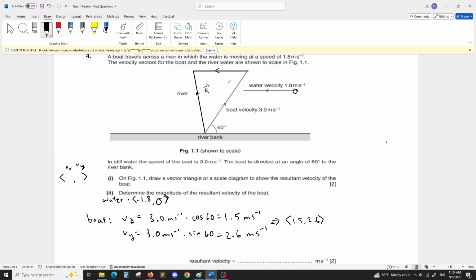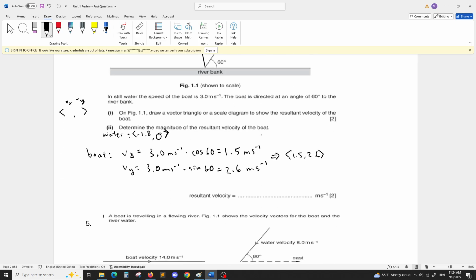And after that, we need to add the water and the boat. So the water plus boat, how do I spell boat, is equal to negative 1.8 from the water plus 1.5, 2.6. So these are just our x and y components, and we just add the x components together, and the y components together, yeah.